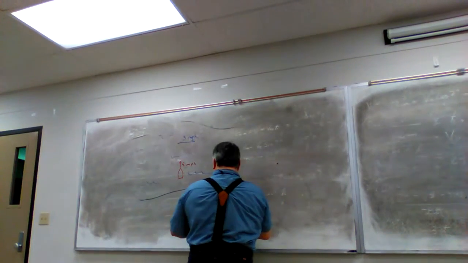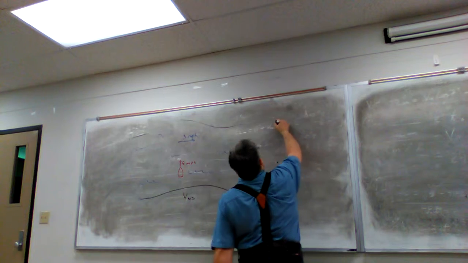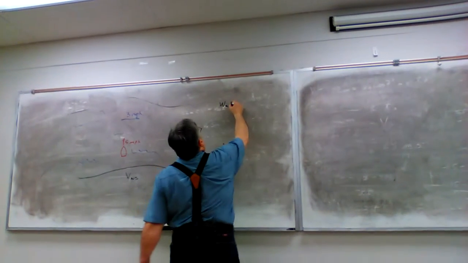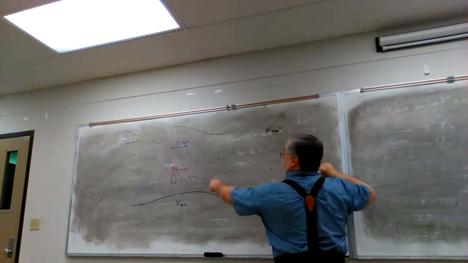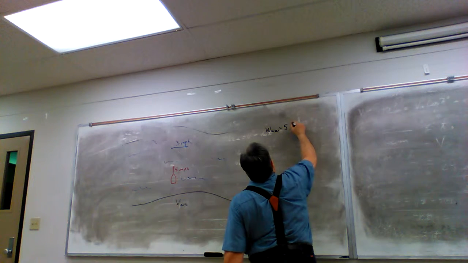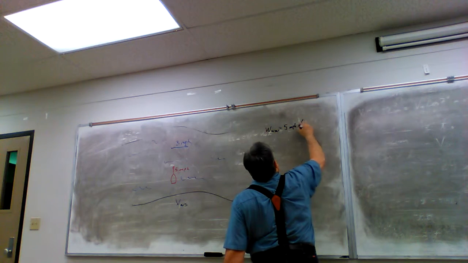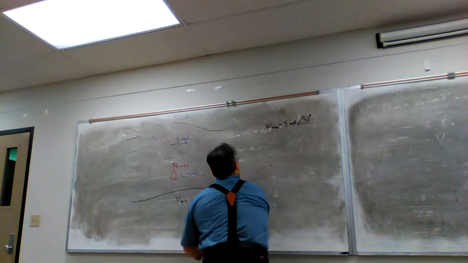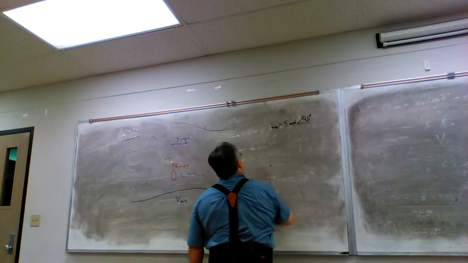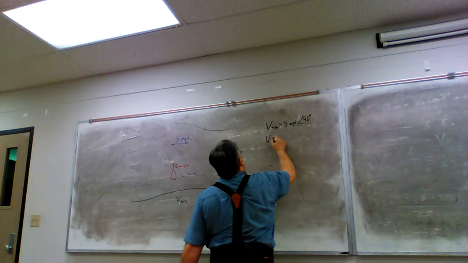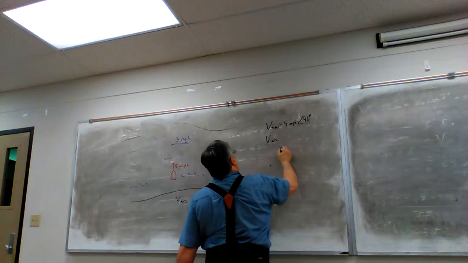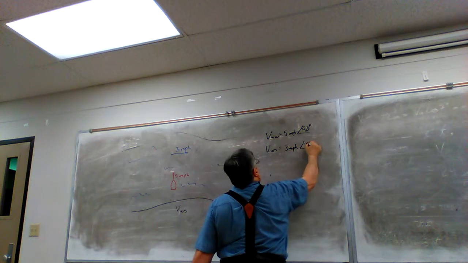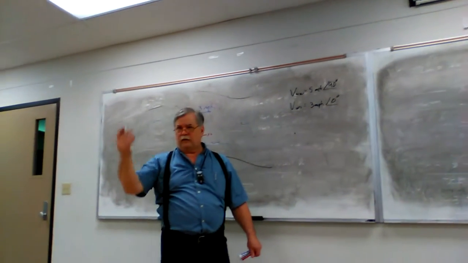So the velocity of the watercraft with respect to the water is 5 miles per hour at an angle of 90 degrees. The velocity of the water with respect to the shore is 3 miles per hour at 0 degrees. We're going to add them together.